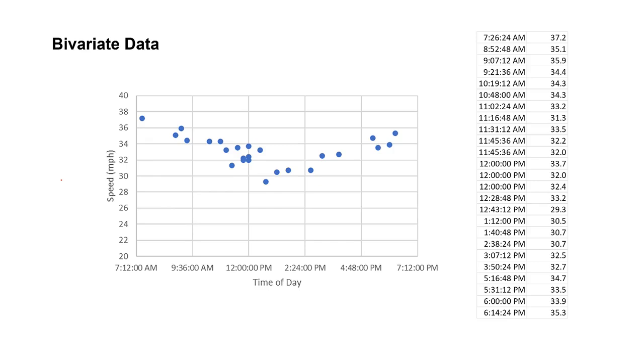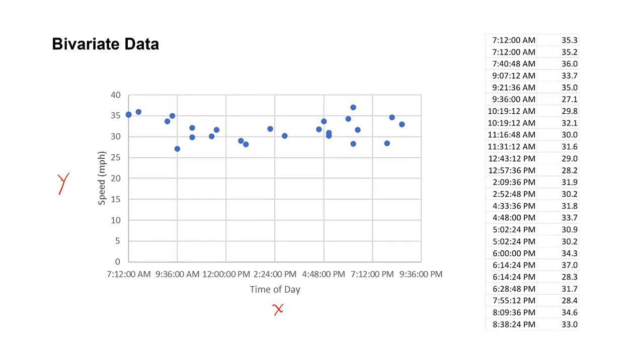The data could look a little bit different. Perhaps she collected the following data. You see that there's clearly a correlation here. You have high speeds earlier in the day, and you have lower speeds in the middle of the day, and then you have higher speeds later in the day.